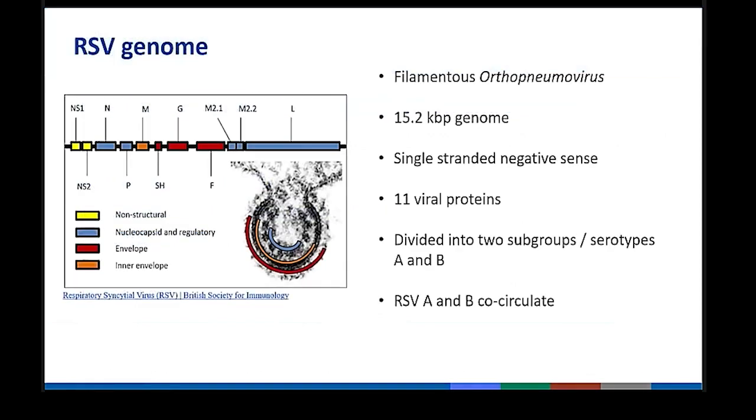So RSV is a filamentous, pleomorphic virus that's part of the orthopneumovirus family. It has a 15.2 kilobase pair genome. It has a single-stranded negative-sense RNA genome that encodes 11 proteins. It can be broadly divided into two subgroups or serotypes, A viruses and B viruses. And those A viruses and B viruses are known to co-circulate within communities at the same time. And the cartoon on the left is just a diagram of the viral genome and the proteins it encodes. Next slide, please.